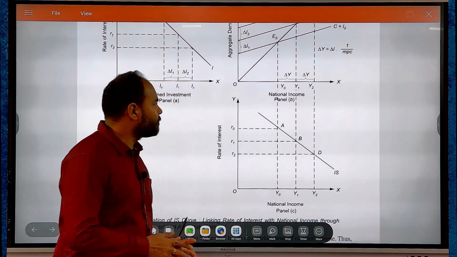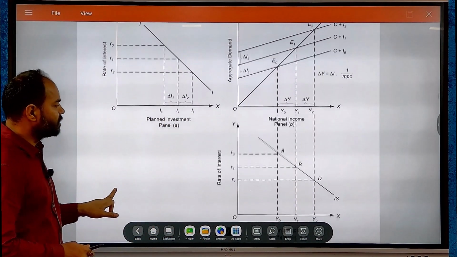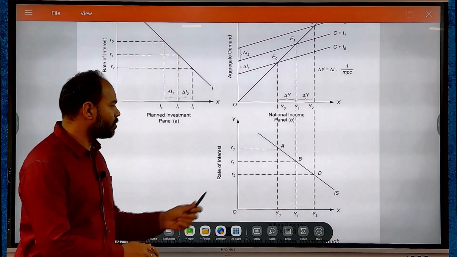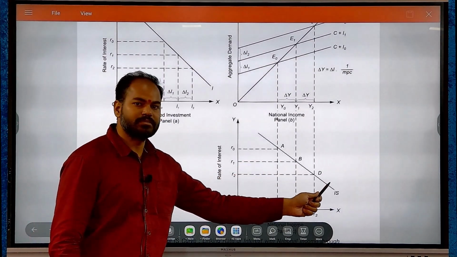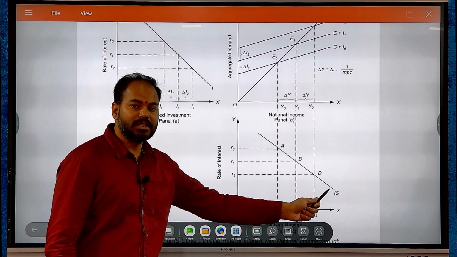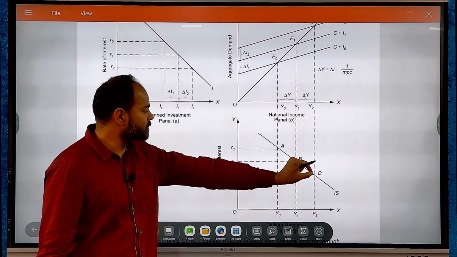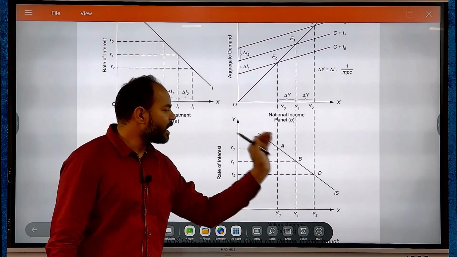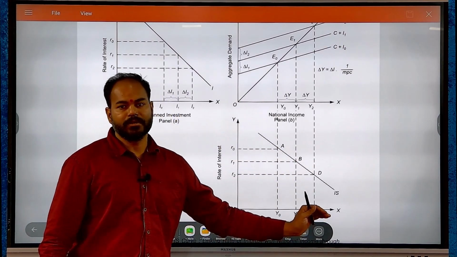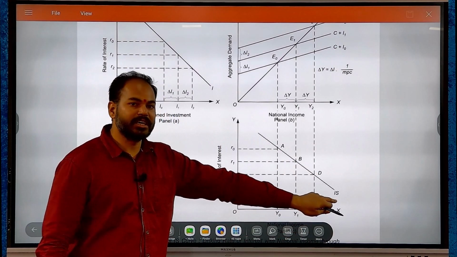Now, every coordinate of this IS curve is an equilibrium of the goods market. Every locus of this line is a goods market equilibrium. So this IS curve is made up of that.